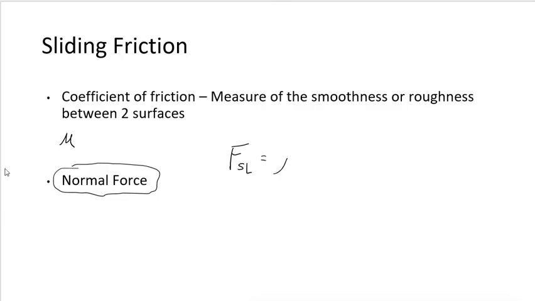is equal to the coefficient of friction times the normal force, where the coefficient of friction is a number that measures how smooth or rough the two surfaces are that are in contact with each other. And the normal force is what we talked about last in the first video, which is how hard the surface has to push up to stop you from falling through it. So there is one equation, the equation for sliding friction.